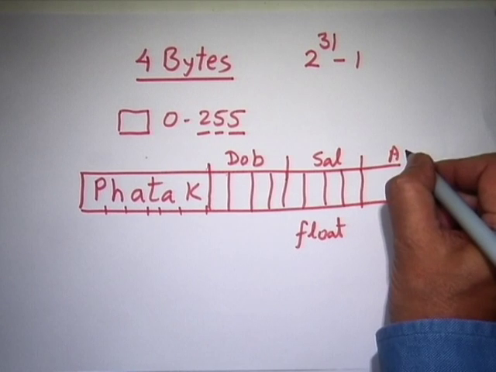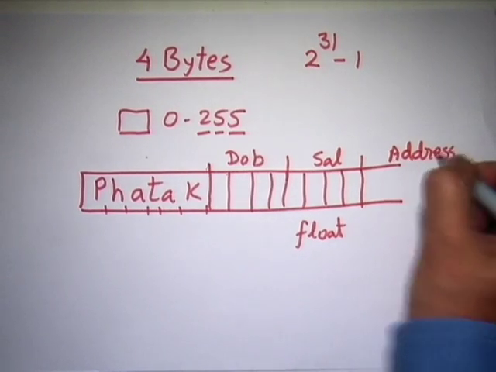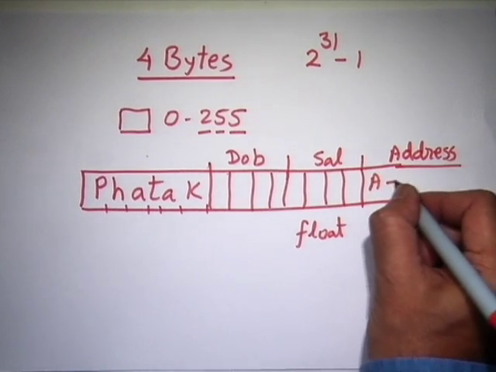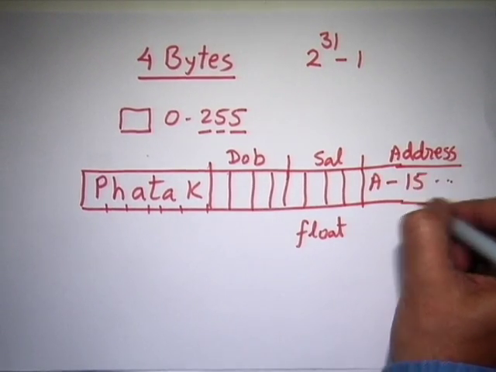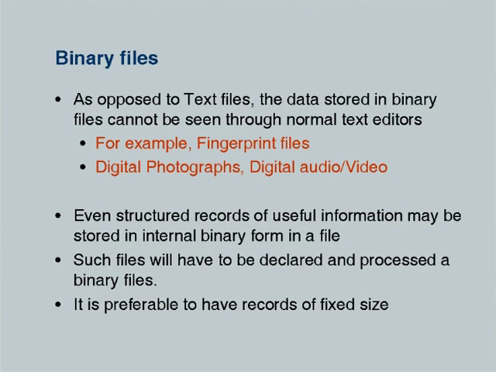Then there will be my address, which may again have printable characters, such as A, 15, whatever. So you see, it is possible to mix text information with the internal binary representation of some other information and create a composite record. It is precisely these kinds of records that we often deal with in computer files. And it is important for us to understand how exactly we can read or write such records. The random access portion, we shall come to in a moment. But the point I'm making is, even structured records of useful information may be stored in binary form.